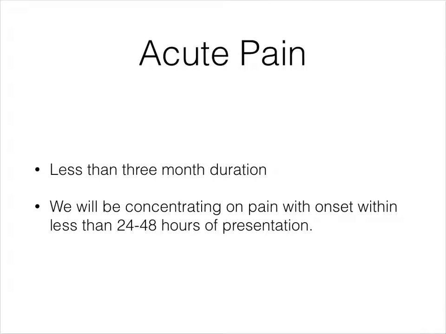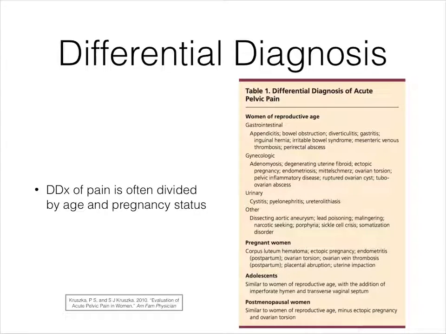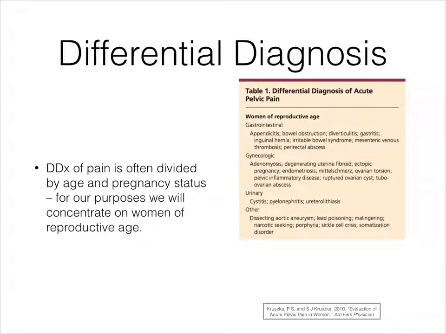As a reminder, acute pelvic pain is pain that is less than 3 months in duration, and we're really going to be concentrating on pain with onset within the last 24 to 48 hours of the presentation. The differential diagnosis of this kind of pain is often divided by age and pregnancy status. For our purposes, we're going to be concentrating on women of reproductive age.